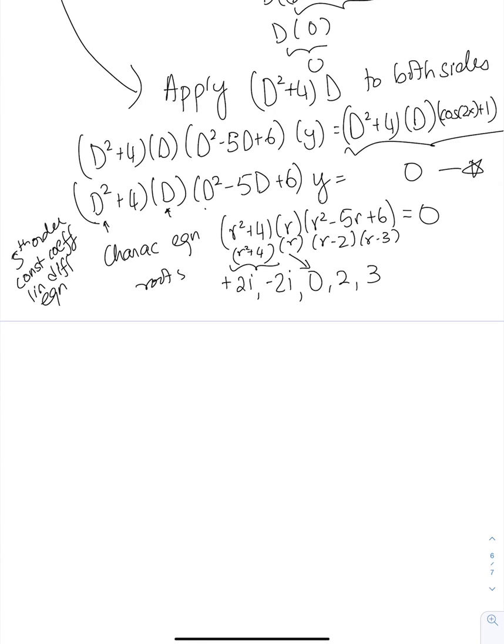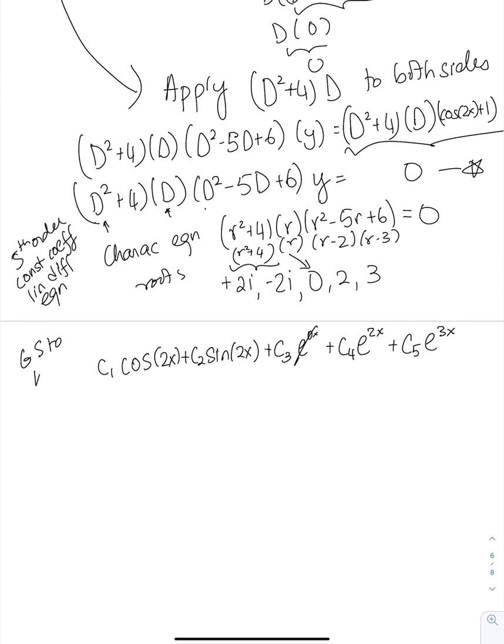So what's a general solution to star? It will be C1 cosine 2x plus C2 sine 2x plus C3 e raised to 0x. Well, that's just 1, so it's just C3, plus C4 e raised to 2x plus C5 e raised to 3x. So this is the general solution to star.